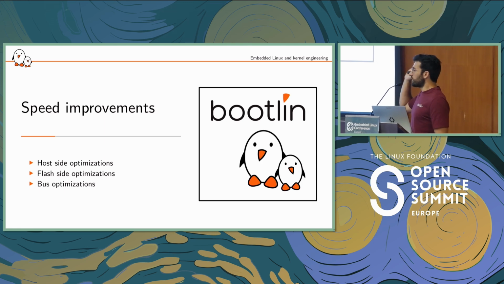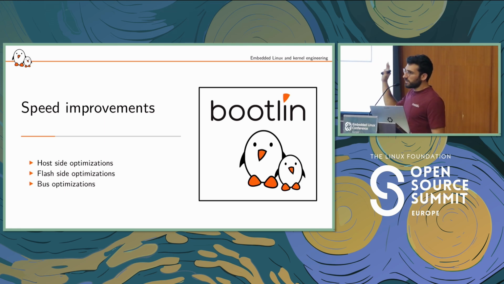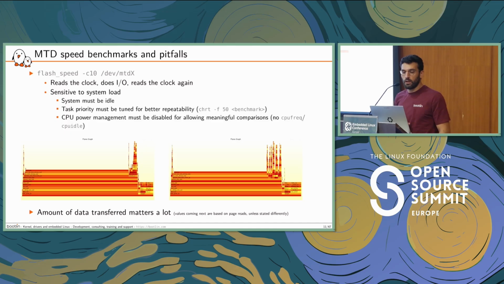Now about the speed. I've split this into 3 parts. But before I explain those different areas of improvements, let's make sure we talk the same language. I've been using this tool, Flash Speed, for making my benchmarks. I will give you numbers, because people like numbers, and they have been captured with this tool. The tool is really dumb. It looks at the clock of the system, does some operation, looks at the clock again.